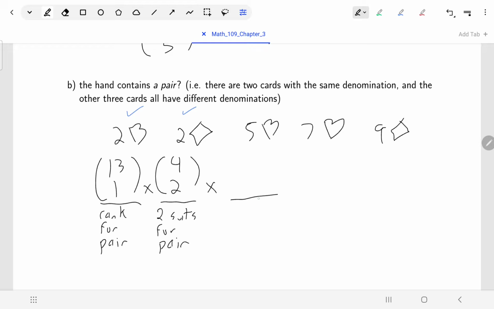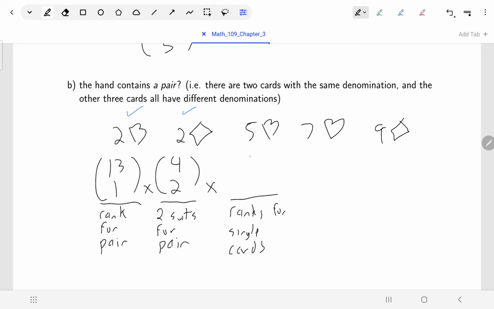And I'd say, well, okay, I already used up one of these ranks. I can't use twos again, because if this was a two or a two or a two, then I wouldn't have a pair. I'd have more than a pair. So I don't have 13 ranks to work with anymore. I only have 12. And I need to select 3 of them so that I have 3 different ones for my 3 cards. So 12C3, that's me choosing my ranks.